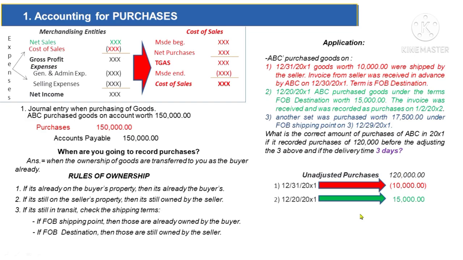So what we need to do is to include that in the 120,000, because again, these goods are valid purchases of 20x1 already. So if we're going to account for these adjustments, the correct amount of purchases is 142,500. So that's it.